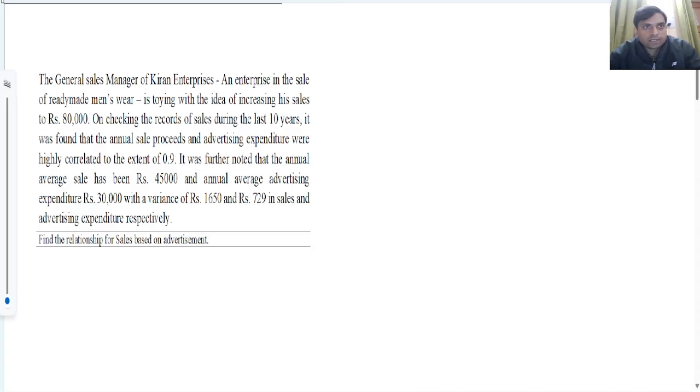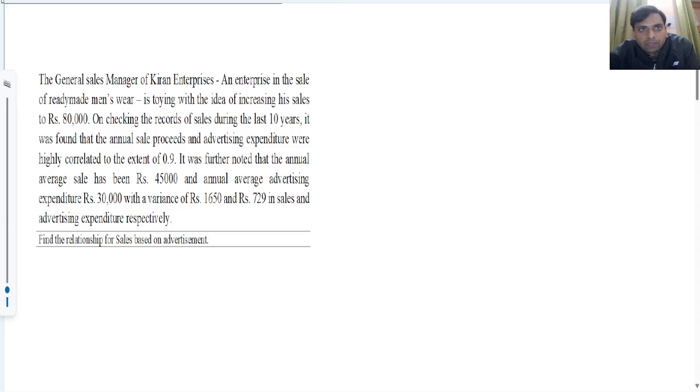So the case is: the general sales manager of Kiran Enterprises, an enterprise in the sale of ready-made men's wear, is toying with the idea of increasing his sales to rupees 80,000. And on checking the records of sales during the last 10 years, it was found that the annual sales proceeds and advertisement expenditure were highly correlated.